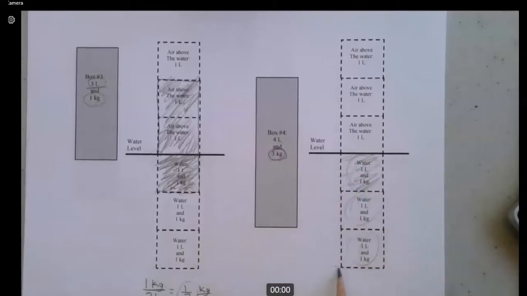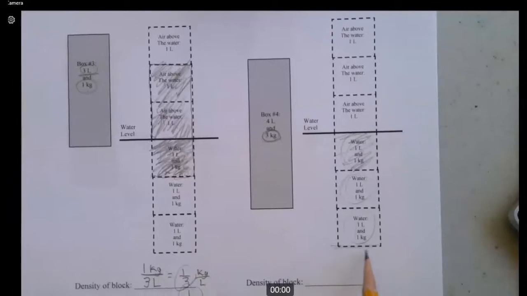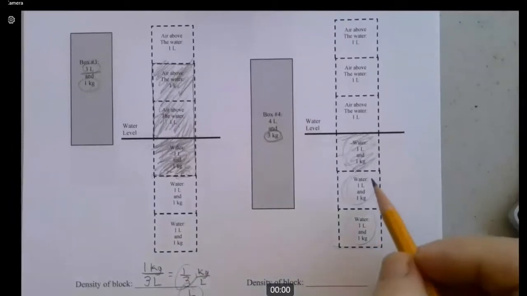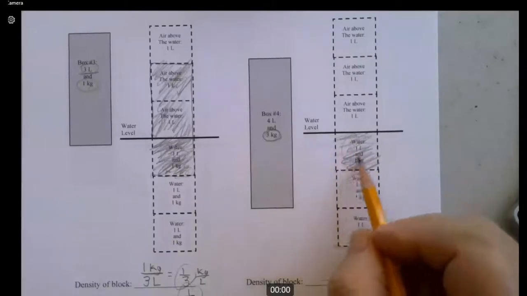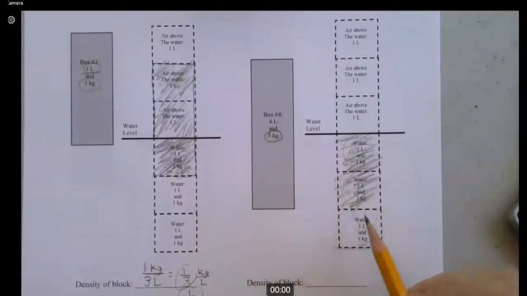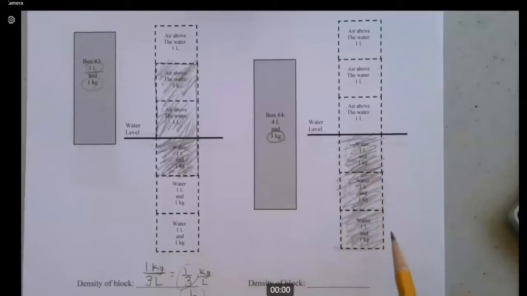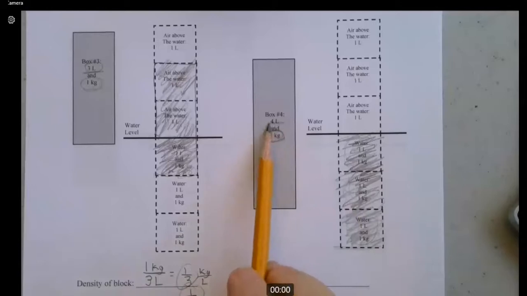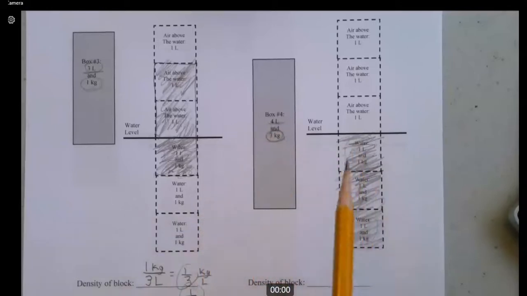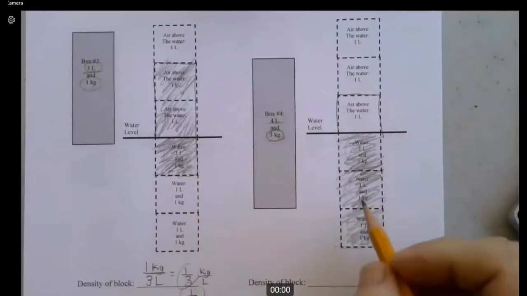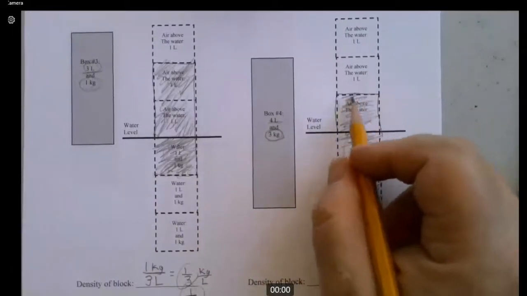By the way, don't assume that this is the bottom of the swimming pool. That's just the bottom of the boxes I drew. The bottom of the swimming pool could be much lower than this. Okay, but 3 kilograms is going to be this. That's how much 3 kilograms of water would be, these 3 boxes. And that constitutes 1, 2, 3 liters. But this block is 4 liters. It has 1 more liter than this, so that 4th liter is going to sit up above the water. And it's going to take up that.